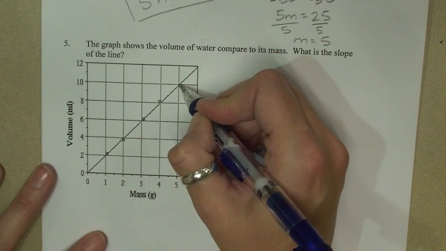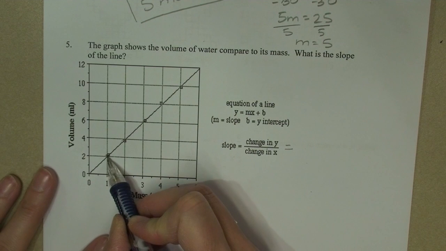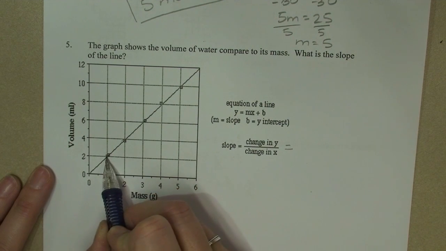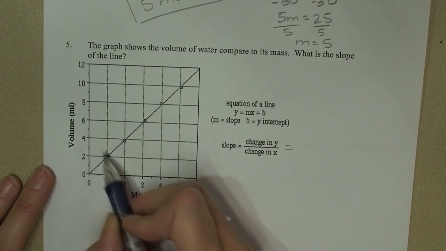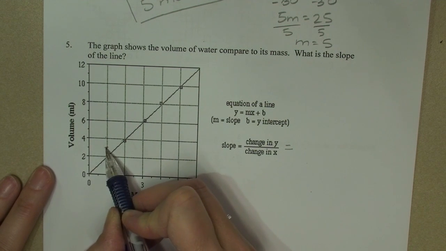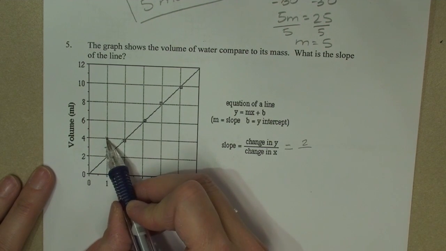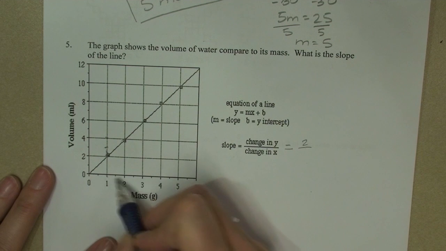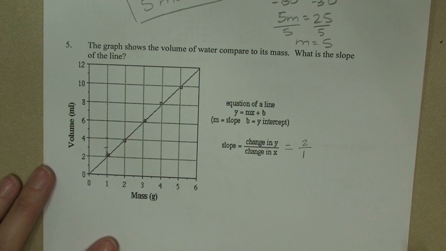So I can start with any point and decide what's going to happen. I'm going to start here at 1, 2. And my change in y, when I go up, I am going up by 2. This is 3 and this is 4, so I went up 2. And then I went over, from 1 to 2 is just going over 1. So my change in x is 1. So that is my slope. 2 over 1, which equals 2 when you simplify it.